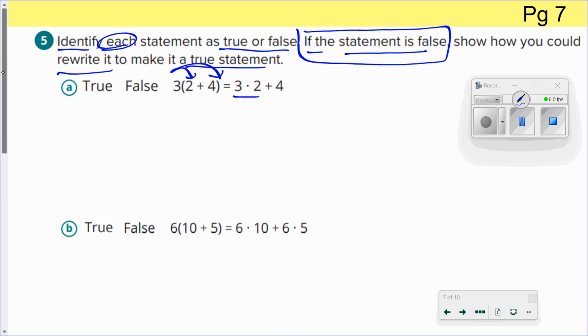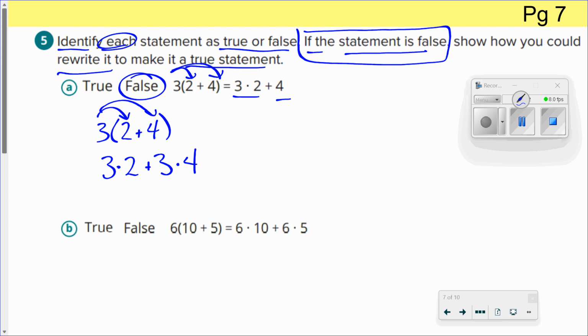What's the other part I should have? I have another arrow, right? 3 times 4. Shouldn't I have? Yes. Do I have 3 times 4? No. So did they do this right? No. So what would I circle? False. Now, because I circled false, I have additional instructions, right? So now I need to rewrite it to make it correct. So it's up to you, but I would recommend starting from scratch, doing your arrows. So I can now rewrite this as 3 times 2 plus 3 times 4.